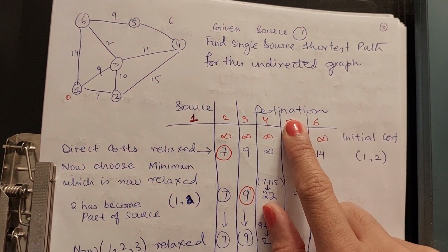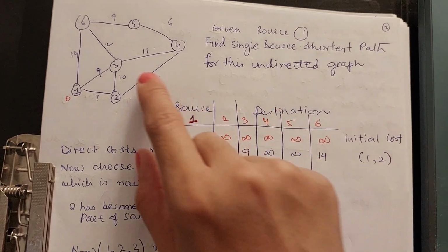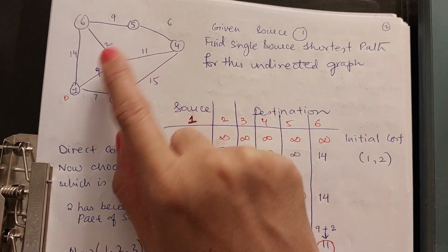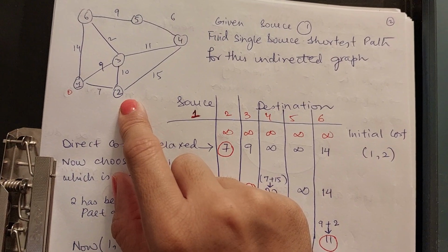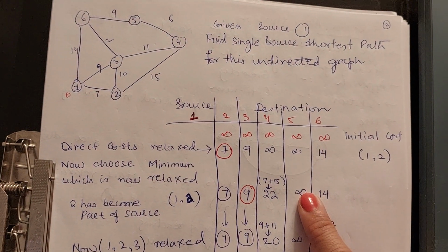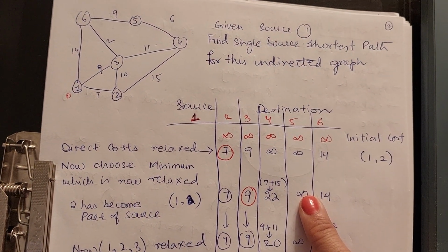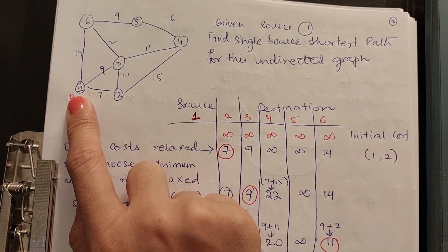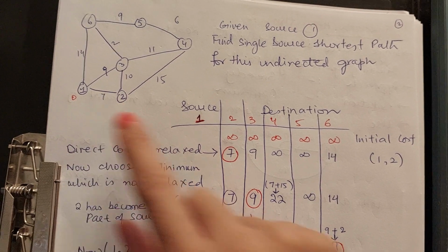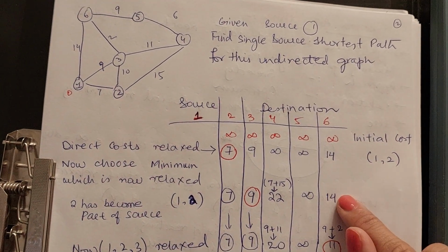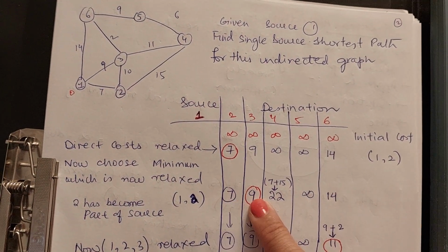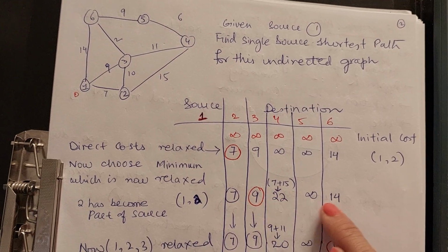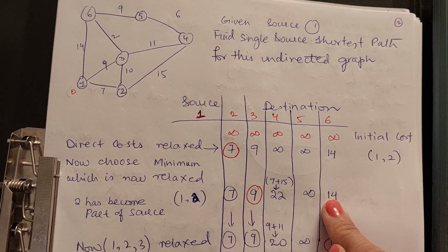Okay, now let's talk about node 5. Node 5 is not directly connected either with 1 or with 2, so we will keep its cost as infinity. Now let's talk about node 6. Node 6 is directly connected with 1 by a cost 14, as we mentioned in the above step as well. So now these 1, 2, 3 and 4 costs have been relaxed.